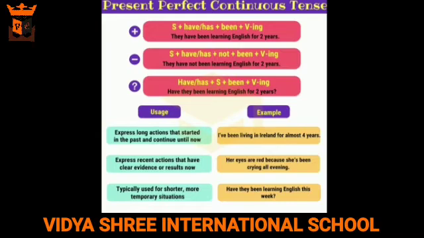It is used to express long actions that started in the past and continue until now. For example, I have been living in Ireland for almost 4 years. It is also used to express recent actions that have clear evidence or results now. For example, her eyes are red because she has been crying all evening.